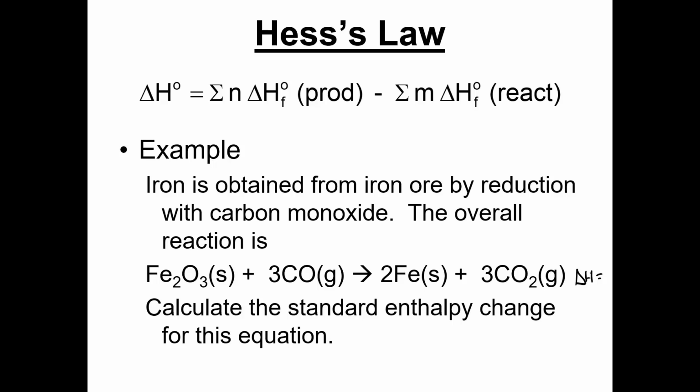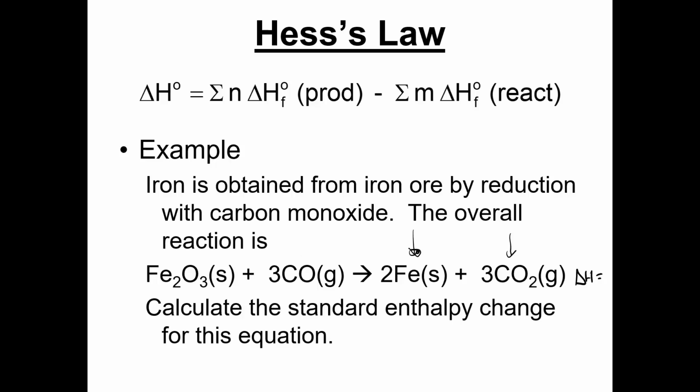So what we have here then is we need to look up the standard enthalpy of carbon dioxide, multiply that by 2, look up the standard enthalpy for iron, which is going to be 0 in this case, multiply that by 2, and then subtract the enthalpy of carbon monoxide and iron 3 oxide.